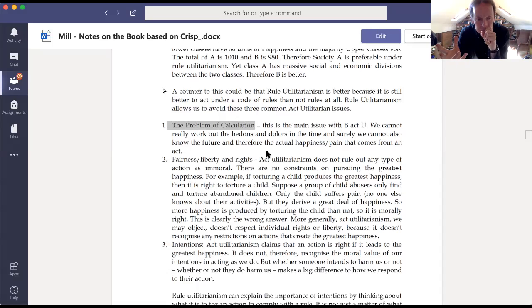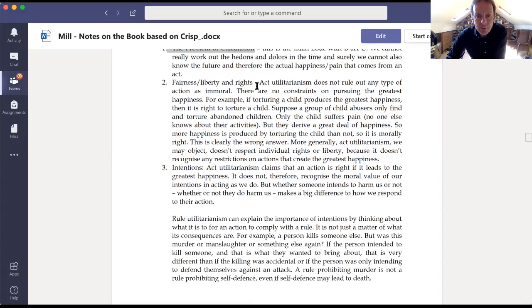How do you weigh up justice versus truth-telling, or promise-keeping versus loyalty? Calculating pleasures and pains is very difficult. Fairness and liberty and rights. Act utilitarianism does not rule out any type of actions as immoral. There are no constraints on pursuing the greatest happiness. If torturing a child produces the greatest happiness, then it's right to torture a child.